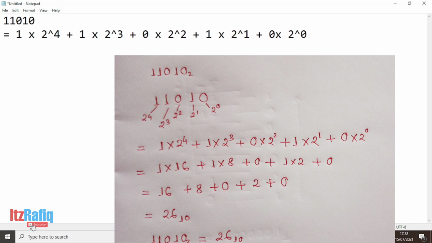So now I'm going to multiply the numbers. First 1 into, if I multiply 2 four times, the answer will be 16, means 2 to 4, 4 to 8, 8 to 16. So we'll write 16 plus 1 into, if I multiply 2 three times, it is 8, plus, if we multiply any number by 0, then it is 0. So I am writing directly 0, I am not solving this part. Then again, 1 into 2 power 1, it is 2 only, plus again multiplying with 0, so we'll put directly 0. Now it is 16 plus 8 plus 2.